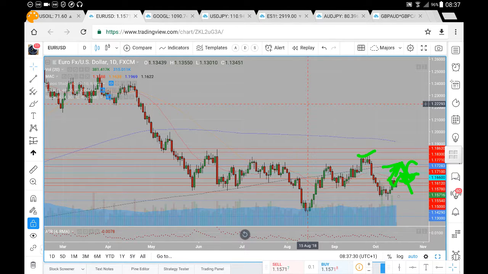But if we do turn around from where we are, again, we've mentioned 1429 and that 113. Those are the most immediate levels to be looking at. And with that said, that pretty much wraps up the euro dollar analysis. Thanks for watching.